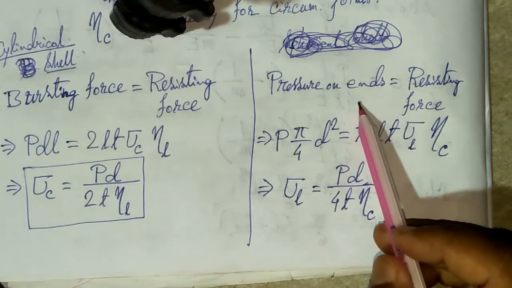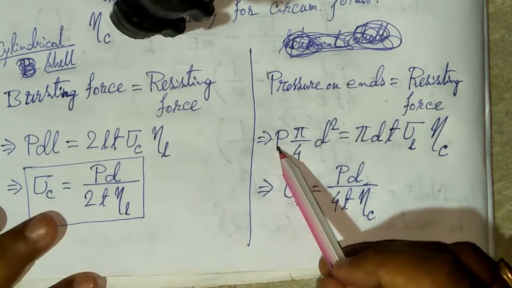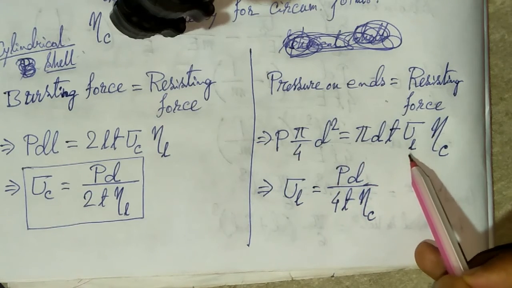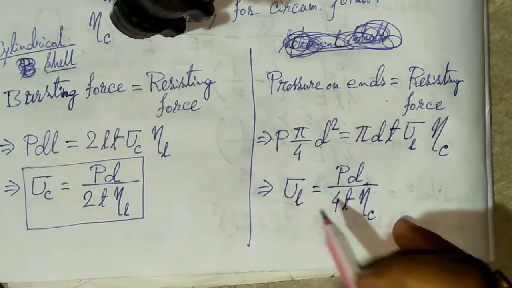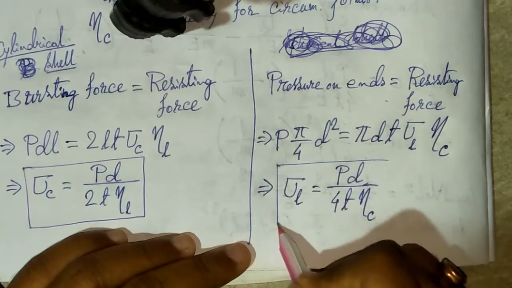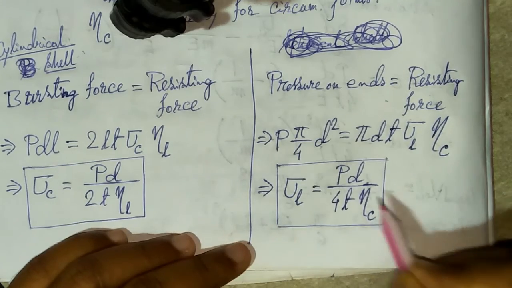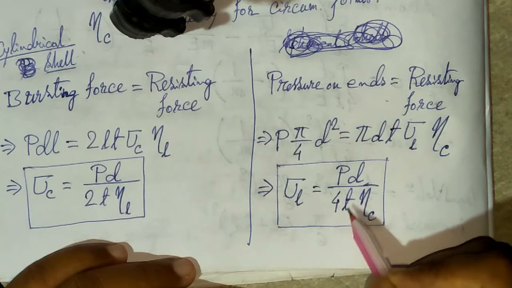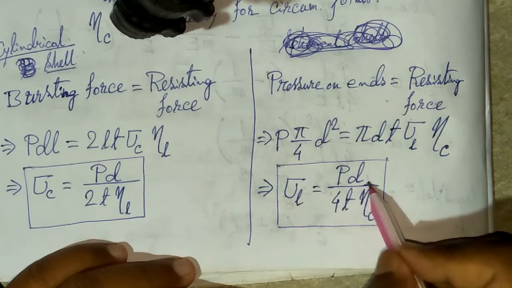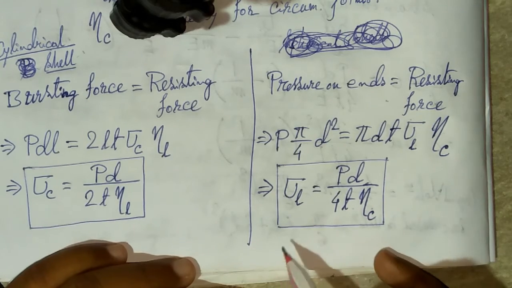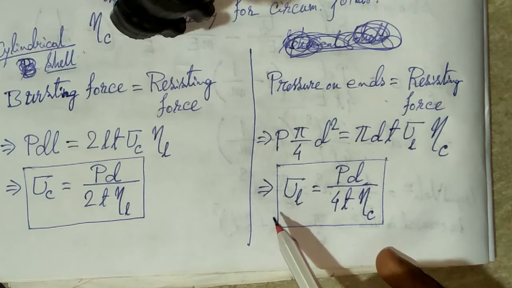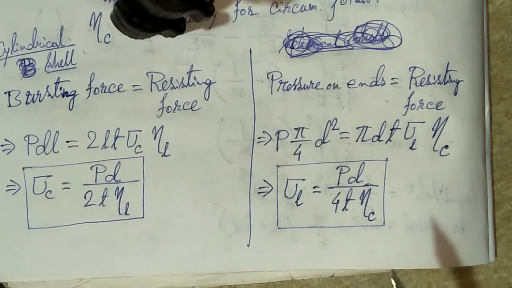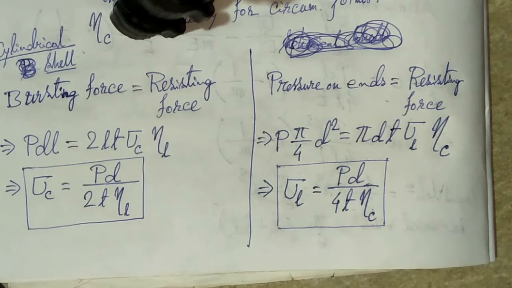So the pressure on ends equal to the resisting force gives P into pi by 4 d square equals pi d t into sigma L into eta C. So in actual practice, the value of sigma L is PD by 4T into eta C. Okay, so this is the longitudinal stress expression.